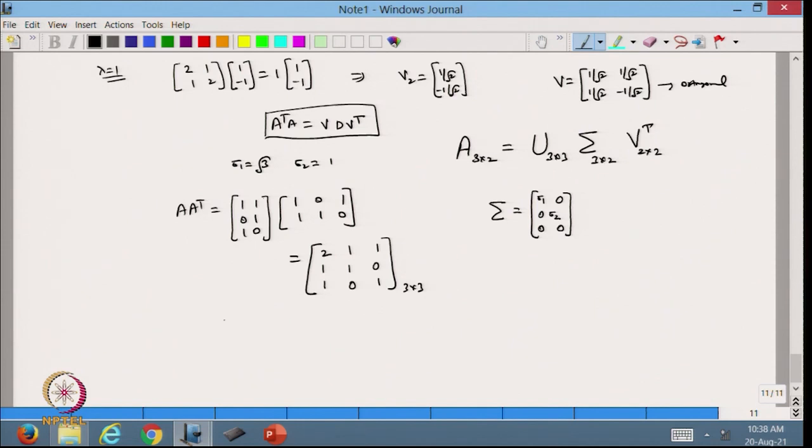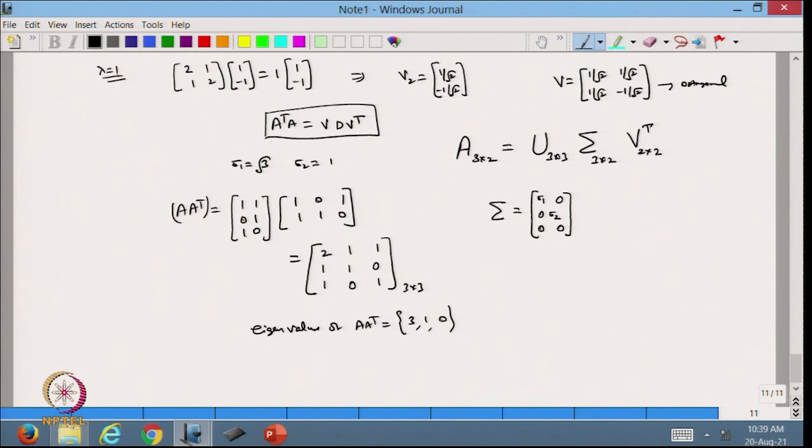Now, if you find out its eigenvalues, you will find the eigenvalues of A transpose. So, this is going to have the eigenvalues 3, 1 and 0, because if you see, it is a 3 cross 3 and the rank of A transpose is 2. So, it is going to have 0 eigenvalue. So, it is a singular matrix and going to have 0 eigenvalue. So, this is what we got from here.